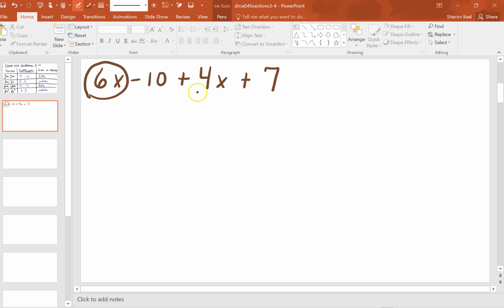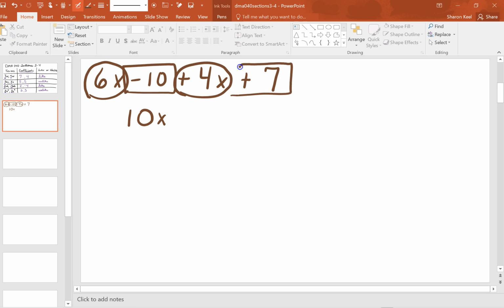So I would begin with 6x and 4x. Both of these have an x. I'm going to combine the coefficients. So 6 plus 4 gives me 10x. For the numerals, I have a -10 and a +7. So -10 plus 7 gives me a -3.